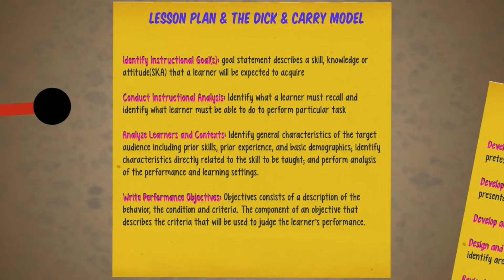The third component is analyze learners in context. This is building background knowledge from the opening video to know how the students learn and what activities assist them. So this is the component of knowing who your students are.